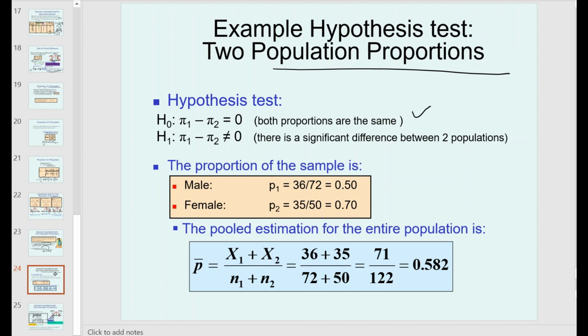So for the sample proportions, we know from the question that we have male and female, so we take this variable for male as P1. We take X divided by N, so 36 divided by 72, and you get this for male. Female you also need to calculate separately. Now the pooled estimation for the entire population, P bar, equals X1 plus X2, which is 36 plus 35, divided by 72 plus 50, N1 plus N2. So you already get your P bar here.